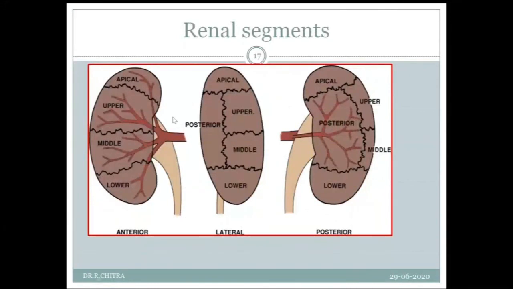Now the renal segments. For every viscera you have to know the vascular segments, which may be asked as short notes. Supplied by branches of the renal arteries, we have 5 renal segments in each kidney: apical, upper anterior, middle anterior, inferior, and posterior. If you know the renal segments, it will be helpful in the surgical resection of the kidneys.